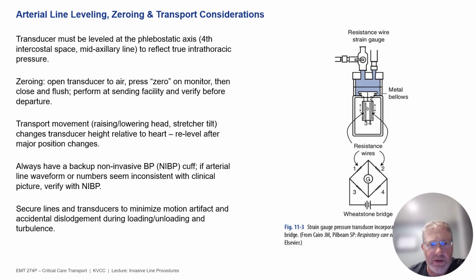Every inch that the transducer drifts below that point adds about 2 millimeters of mercury of false elevation to your readings. So every position change on the stretcher, every time you load the patient, every time you take off and land, always recheck that level. Always zero it before departure, re-zero it whenever you make any major altitude change in flight, and always have a backup blood pressure cuff running, because if your waveform or numbers don't match the clinical picture, use the actual blood pressure cuff as your reality check.